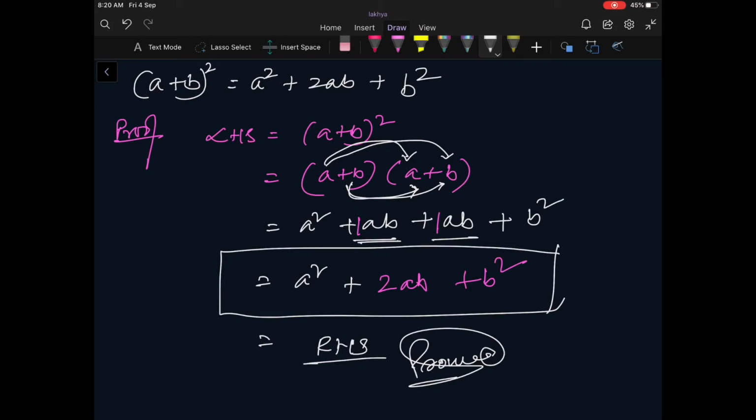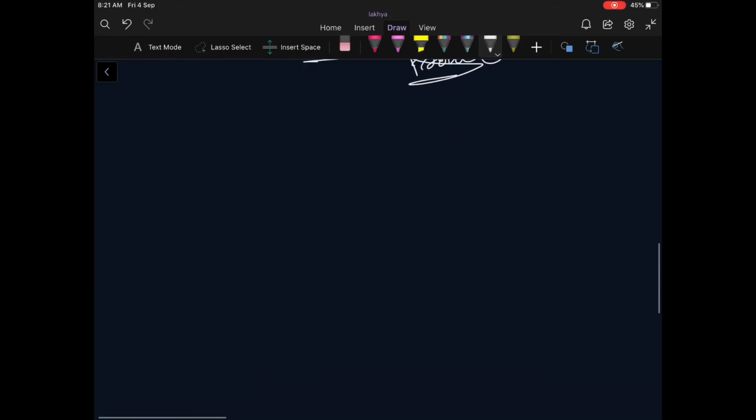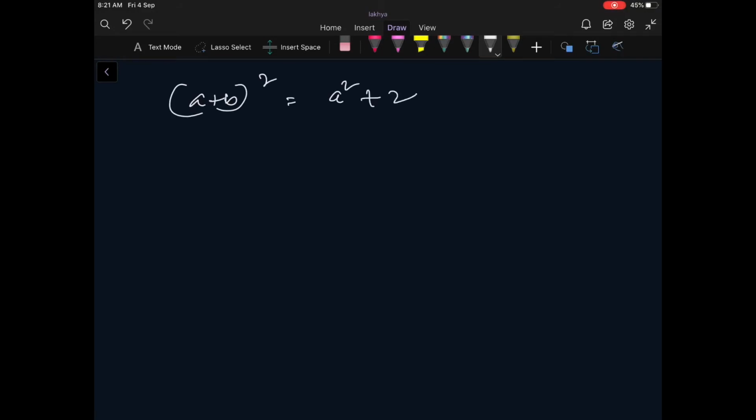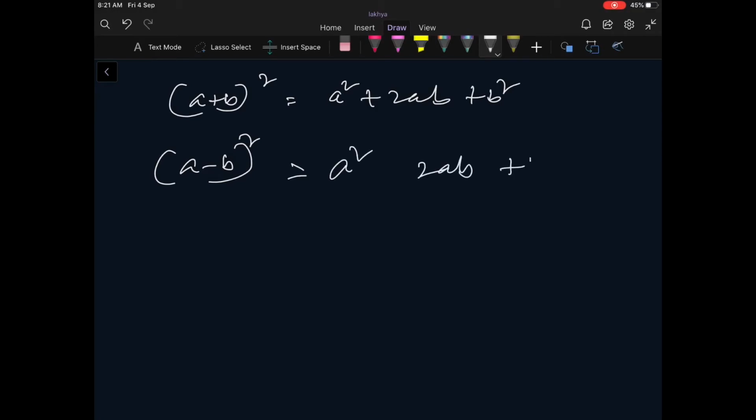So now let me give you another identity. It is similar to this. Now we have got that a plus b whole square is equal to a square plus twice ab plus b square. If you have a minus b whole square, then the result is the same, but change the sign before twice ab only. The only difference is that this is plus and this is minus. That is the only difference here.